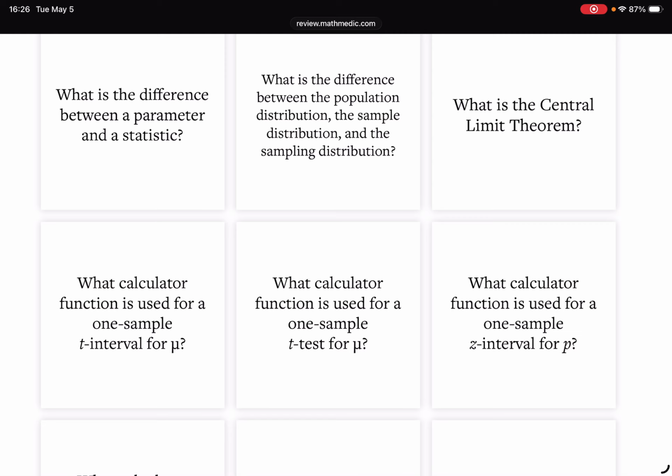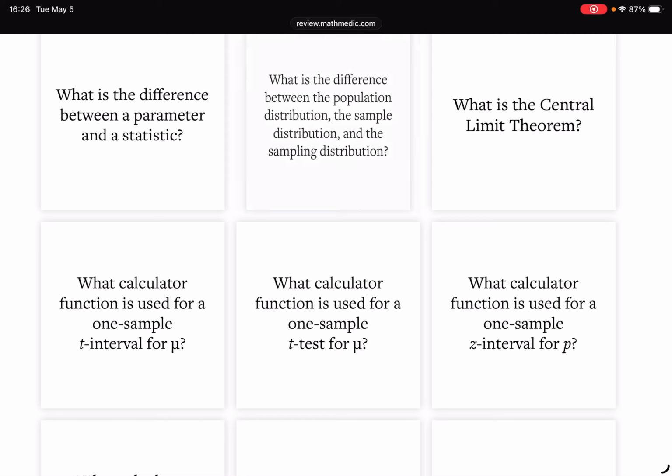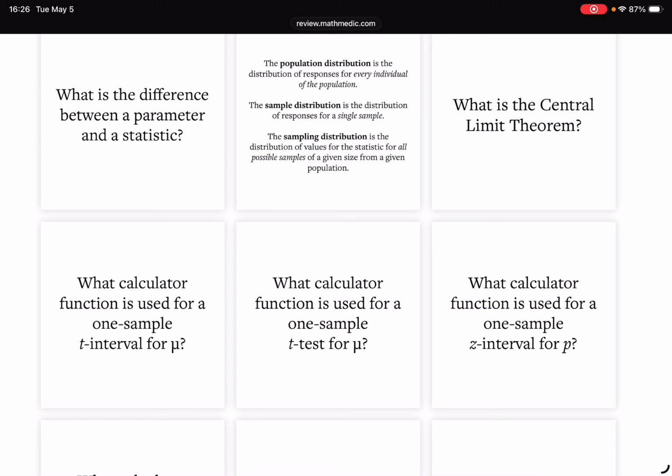What is the difference between the population distribution, the sample distribution, and the sampling distribution? A population distribution is a distribution of every single person in a population. A sample distribution is the distribution of responses for a single sample. And a sampling distribution is the distribution of all possible samples of a given size from a given population. So every single person, one individual sample, many samples.